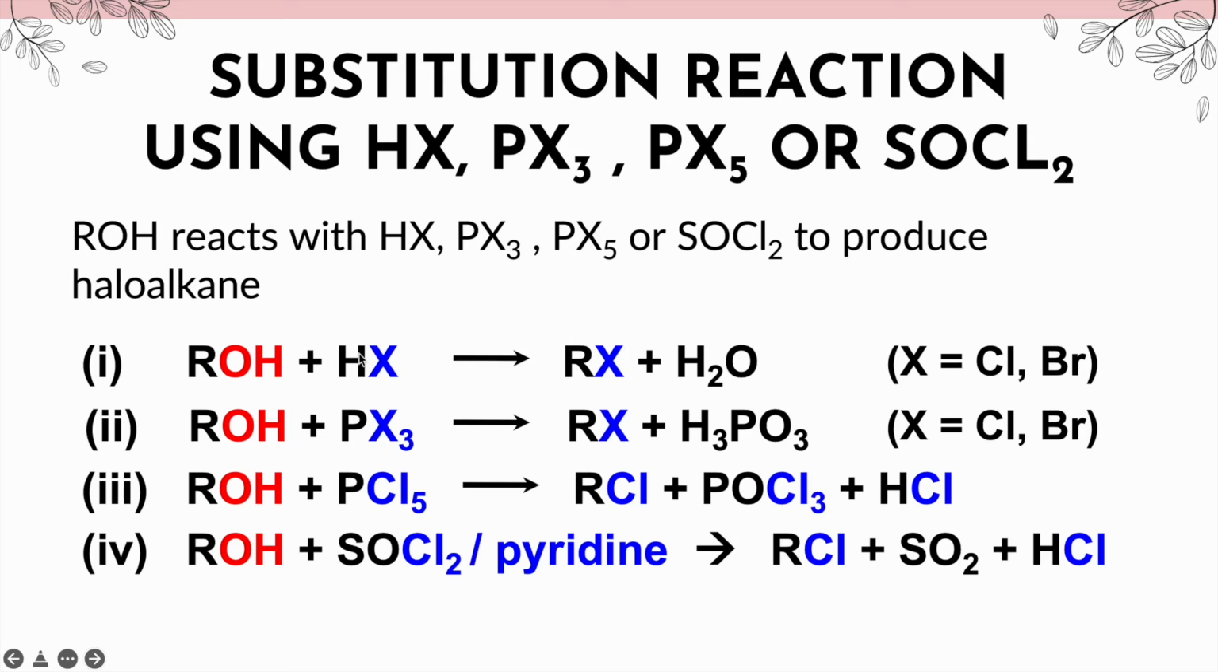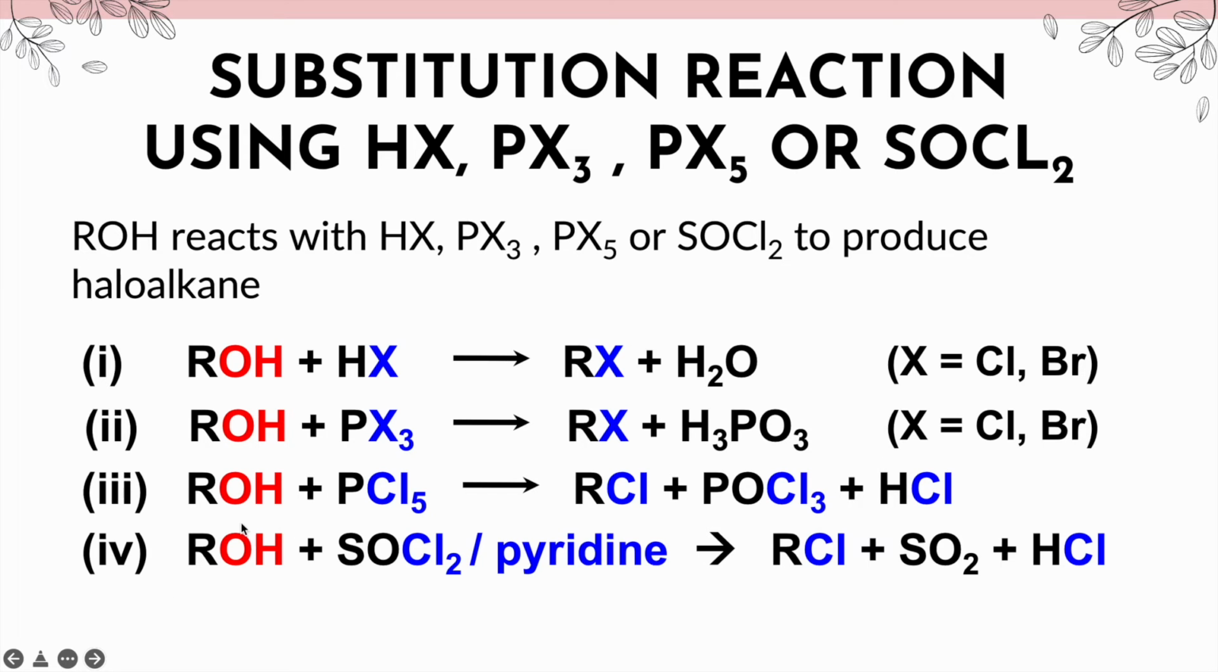If the alcohol reacts with PX3, one of the X will substitute OH, it becomes RX, and the side product is H3PO3. Okay, H3PO3. This is the side product. If alcohol reacts with PCl5, only one Cl is used to substitute the OH group, it becomes RCl. Side products are POCl3 and HCl.